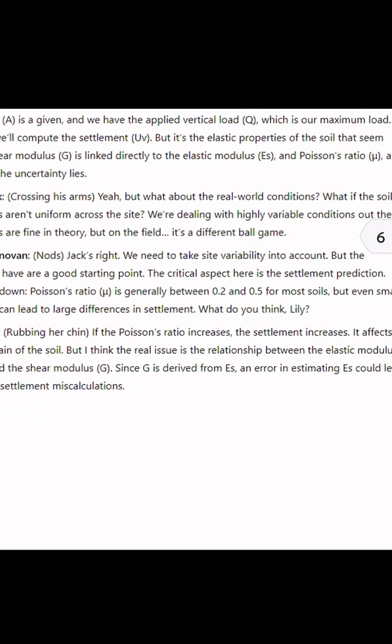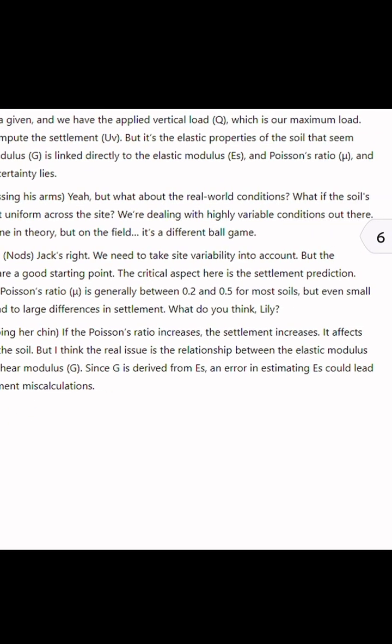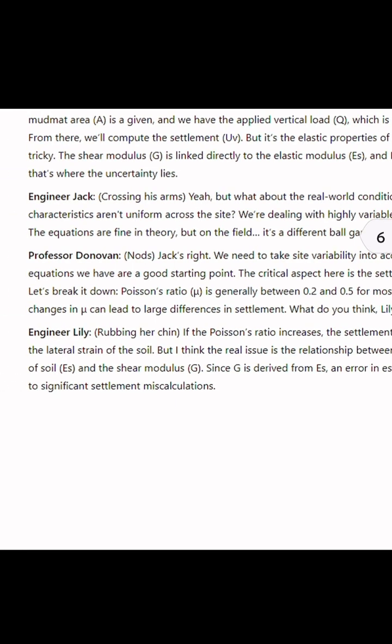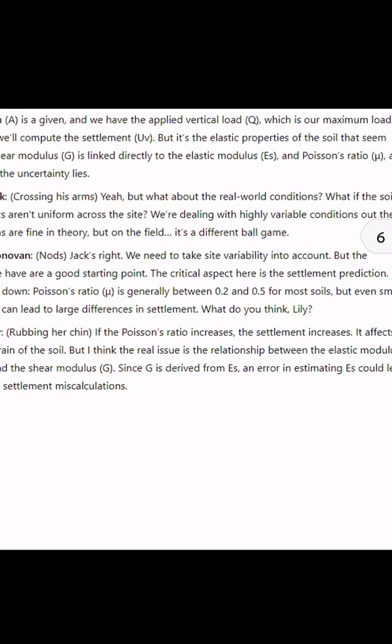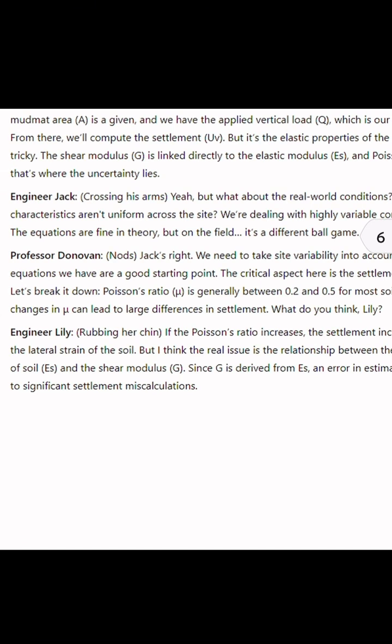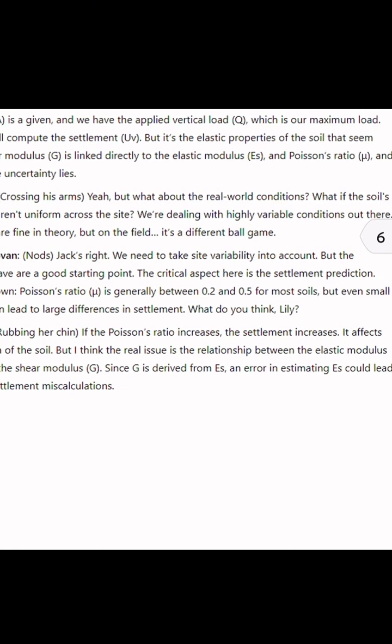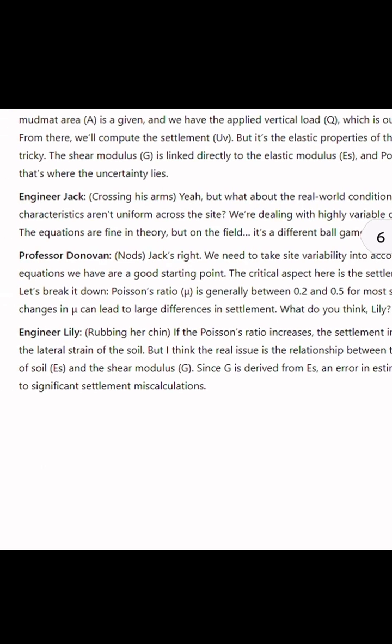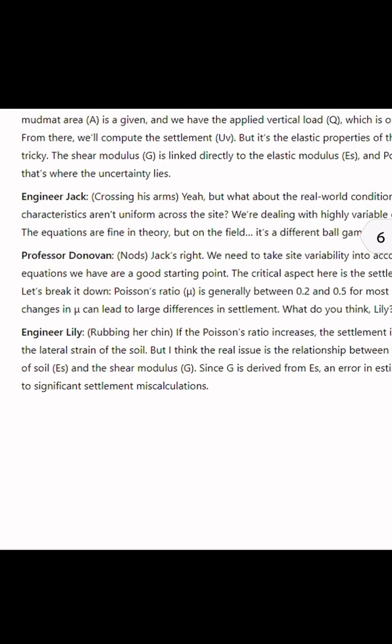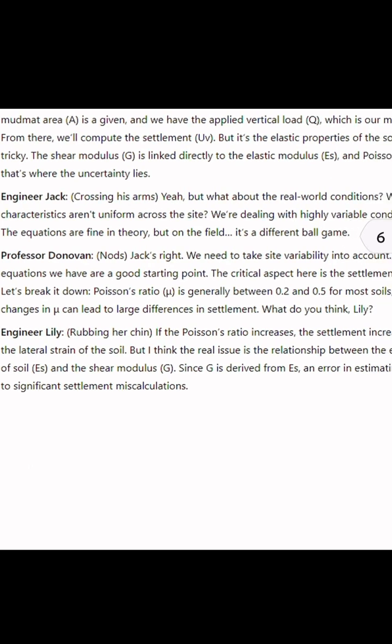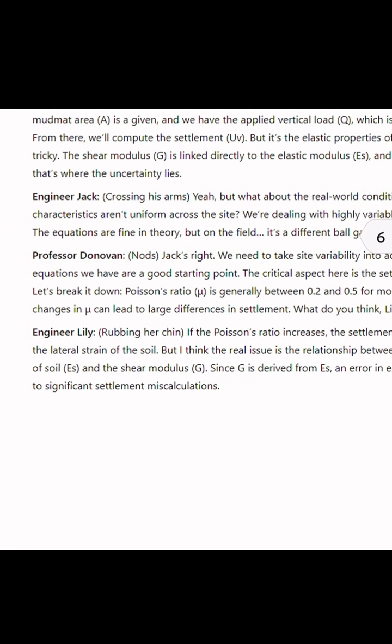Professor Jack's right. We need to take the site variability into account, but the equations we have are good enough for a starting point. The critical aspect here is settlement prediction. Let's break it down. The Poisson ratio is generally between 0.2 and 0.5 for most sites, but even small changes in Poisson ratio can lead to a large difference in settlement. What do you think, Lily?